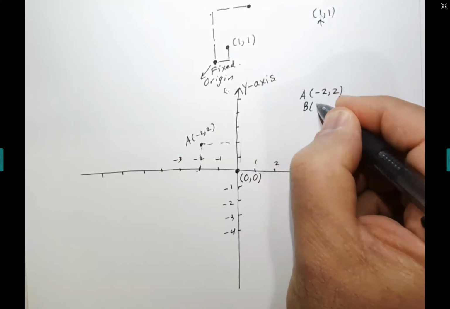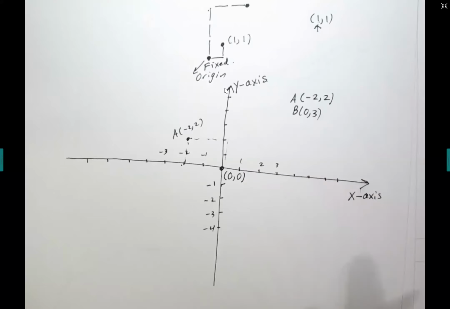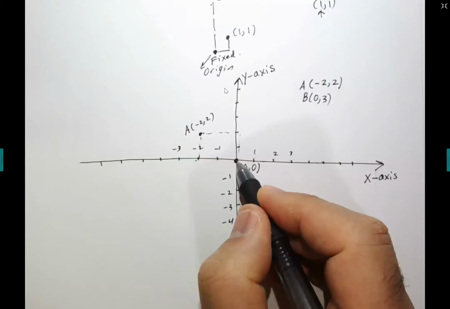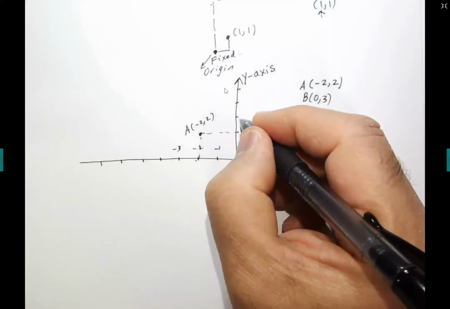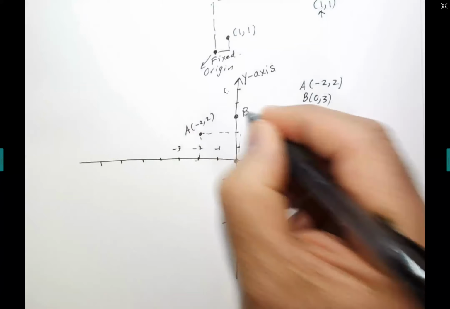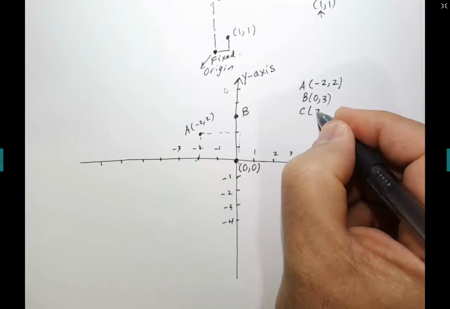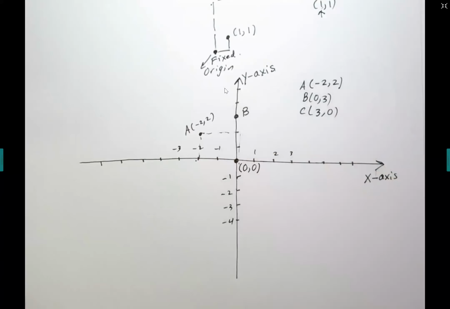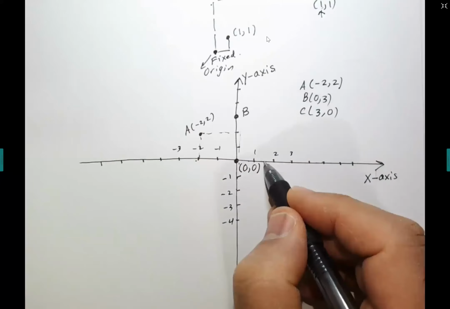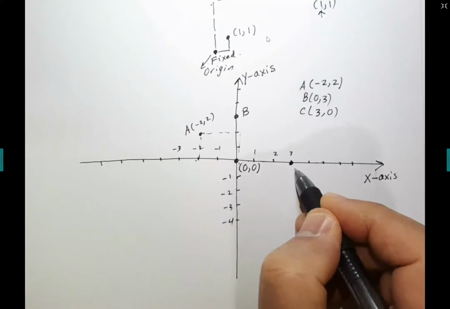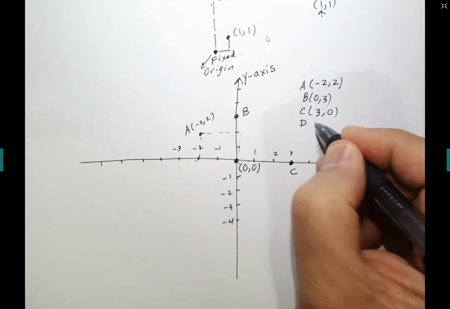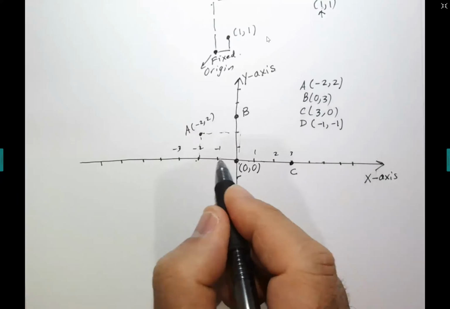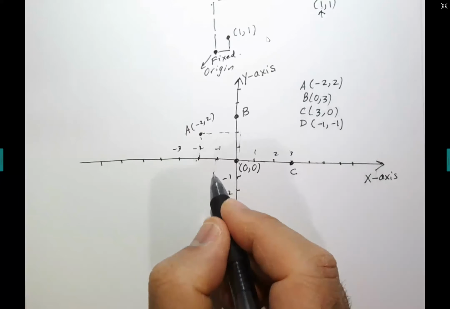B, let's say 0, 3. How do I label 0, 3? 0 means you stay where you are. 3 means you go up 3 units. So it's going to be right here. Let's say C, 3, 0. A 3, 0, guys, is 1, 2, 3, and no, you don't go up and down, so this is C. Let's do one more, just to give you a feel. -1, -1. -1 means you have to go to the left 1 and go down 1. Right here.